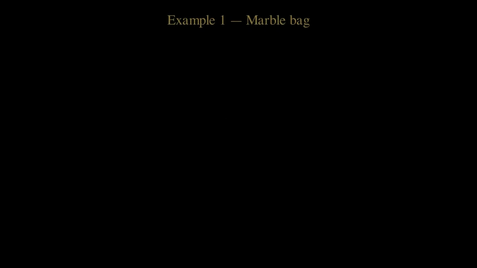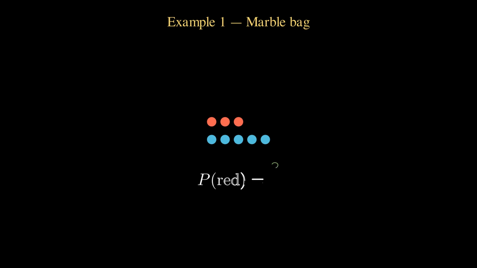0.25 is the same as 25%. Easy example. A bag has 3 red marbles and 5 blue marbles. You draw 1 marble at random. The total number of marbles is 8. The favorable outcomes for red are 3. So the probability of red is 3/8. Leave it as a fraction unless the question asks for a decimal. The complement is 1 minus 3/8, which equals 5/8. That is the probability of not red.